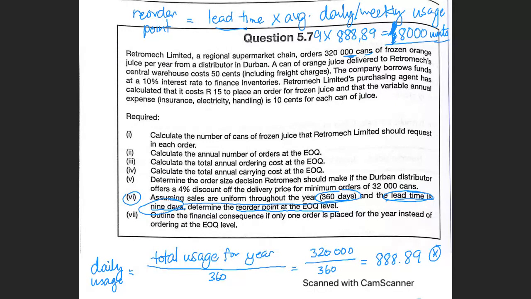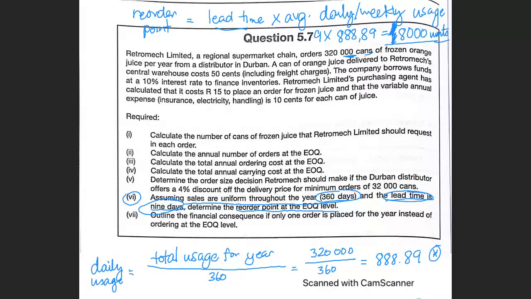So it's basically saying that once the company's inventory level reaches 8,000 units, this is when it signals to the business that they need to now place a new order. So that is question 6.